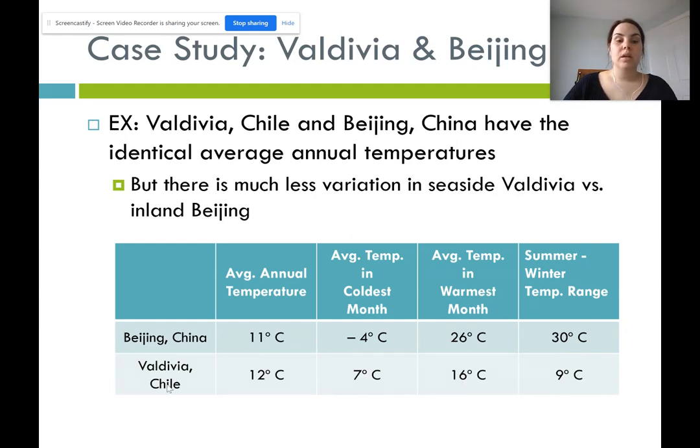So this climate in Chile, we would say, is a lot more moderate. So it doesn't have as extreme of a change like in China because of its proximity to a very large body of water. Okay, so the large body of water keeps the climate warmer in the winter and cooler in the summer.